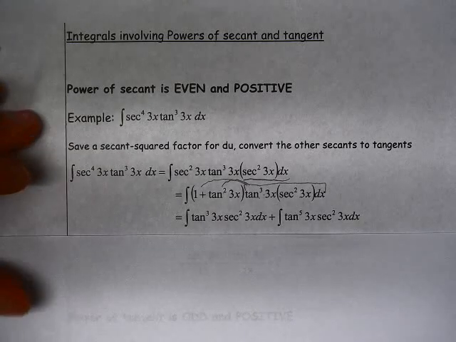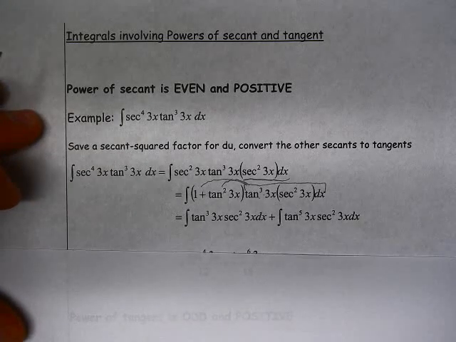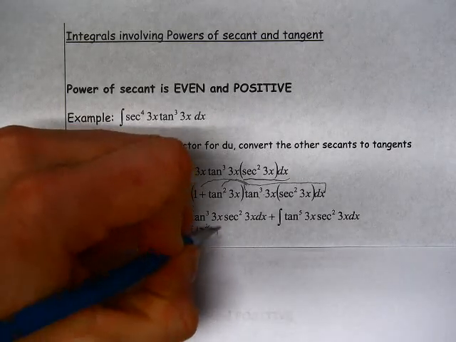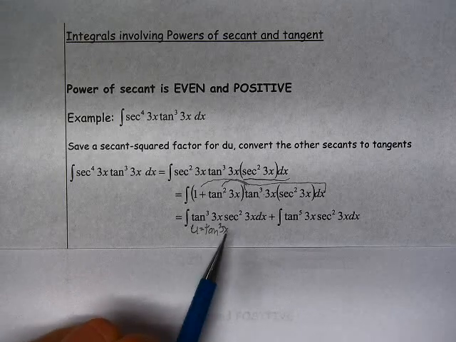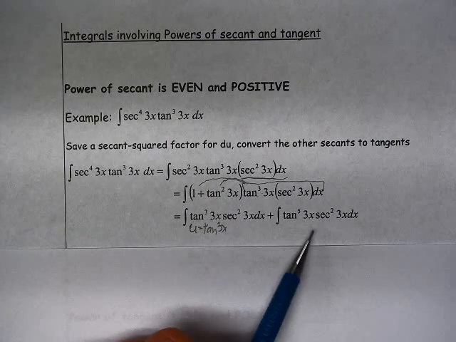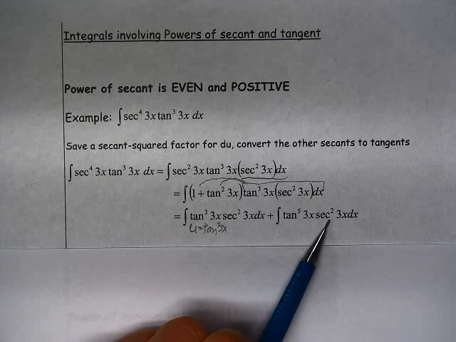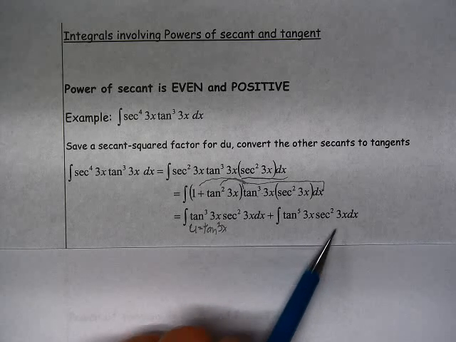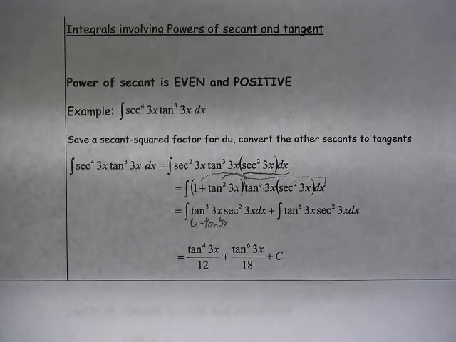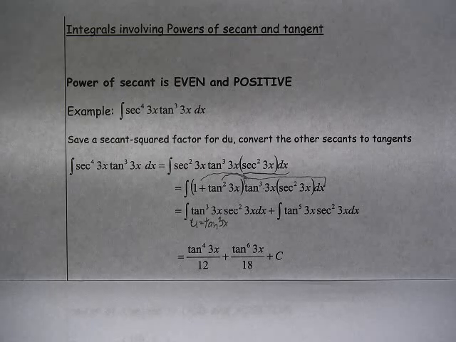And now both of these can be solved using u substitution, right? So I can let u equal tangent of 3x, and then du ends up being secant squared of 3x. And the same thing with this: u is tangent of 3x, du is secant squared 3x. And then I can work through that, offset some constant multiples there, and I get my final answer using u substitution.